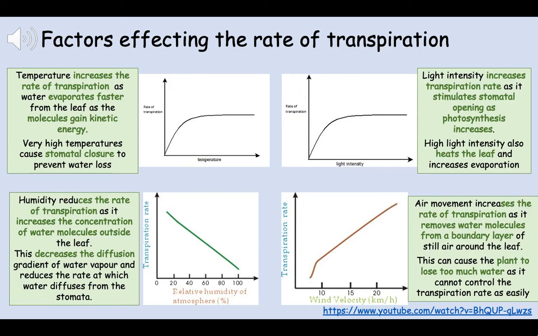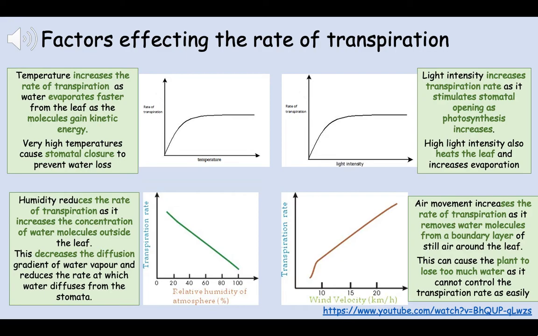Now lastly, we have air movement. We call this air movement because it can apply to anything in the natural environment. We're typically going to be talking about wind here. So as you increase wind or air movement, you're going to increase the rate of transpiration. And the reason for this is because if you're increasing more disruption around the leaf area, you're going to increase the rate at which the water molecules can move from the boundary layer of the leaf. So if we increase air movement, we're going to increase the rate of transpiration.